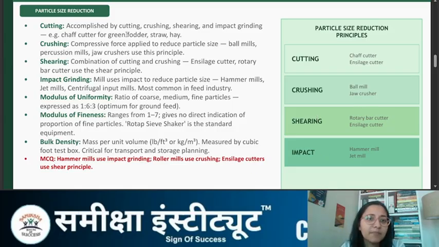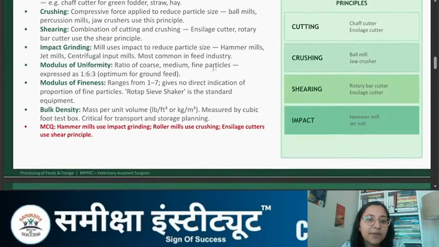So cutting is accomplished by a chaff cutter. Crushing is a compressive force applied to reduce the particle size, using ball mills, percussion mills. Then shearing is a combination of cutting and crushing, in silage cutter, rotary bar. Then impact grinding uses impact to reduce the particle size: hammer mills, jet mills, etc. So the ratio of coarse, medium and fine particles should be 1:6:3 for optimum ground feed.